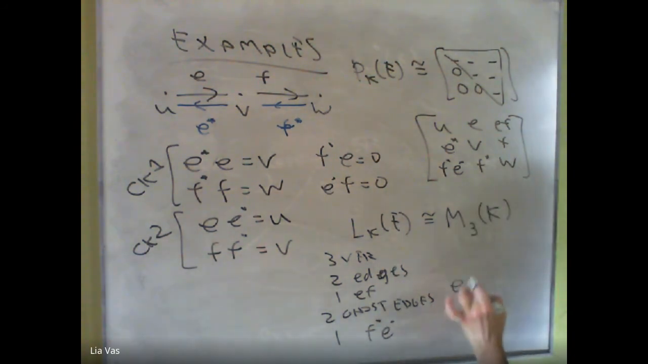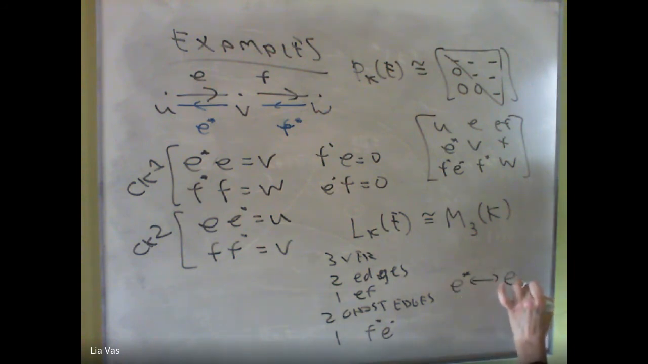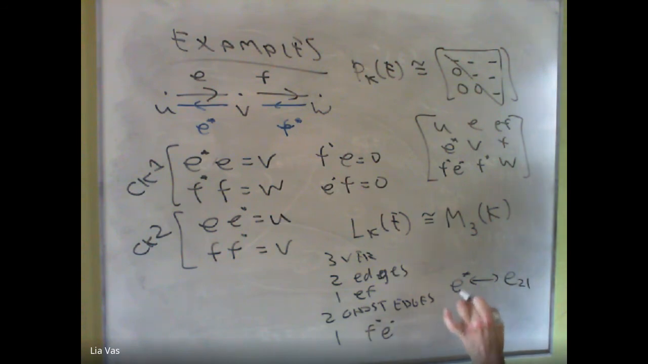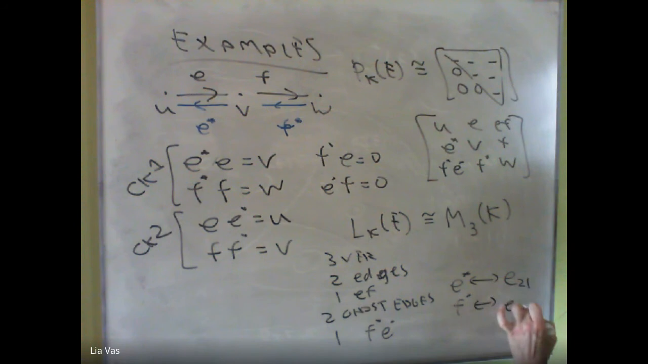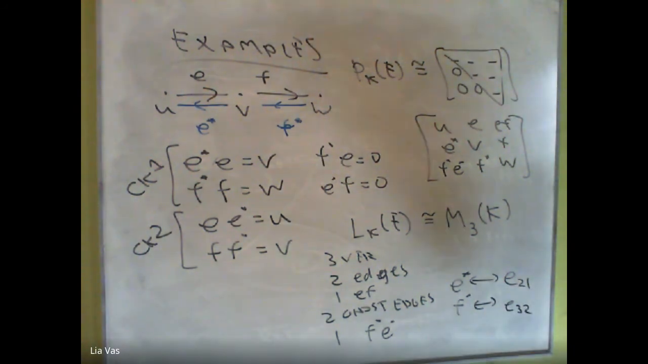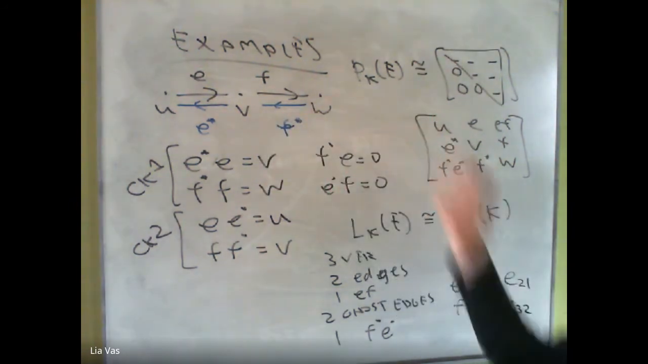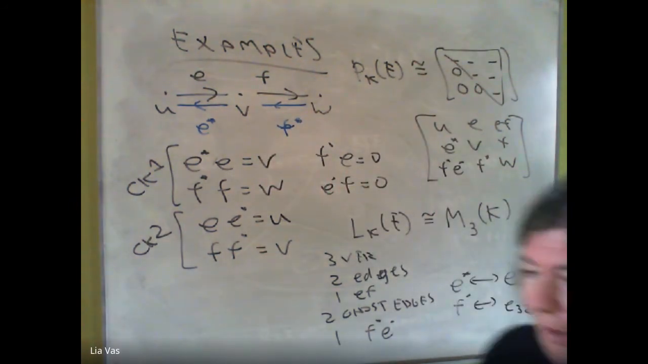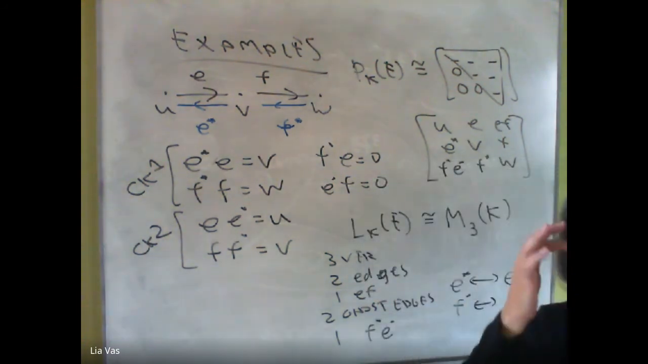So for example, E star, I will map to E, what is it? Second row, first entry, right? And for example, F star, I would map to E, what is this? Third row, second entry, right? So again, try to convince yourself of that, and then you will have that this nice graph has this nice representation.